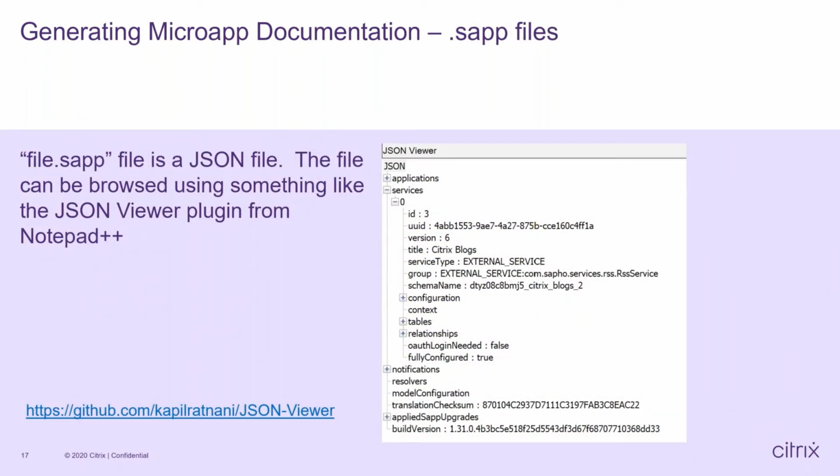.sap is another custom file extension. The contents of file.sap is actually JSON. I found the JSON viewer in Notepad++ to be a helpful tool for quickly exploring the content of a JSON file.